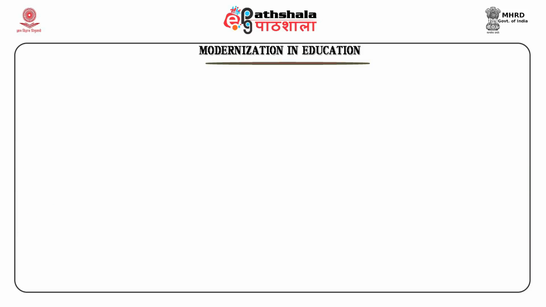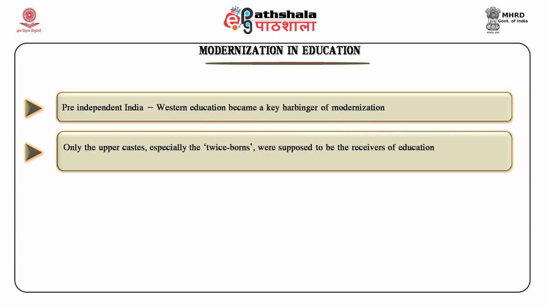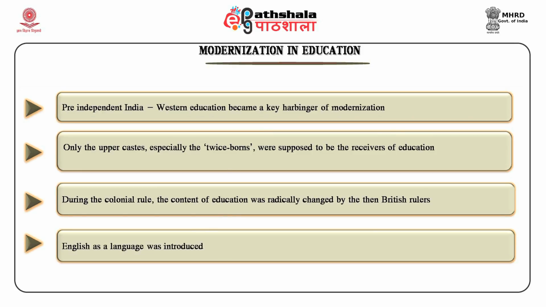Modernization in education. In pre-independent India, modernization occurred in the realm of education. Rather, one can argue that Western influence on education became a key harbinger of modernization. Before the British rule, only the upper caste, especially the twice-born, were supposed to be the receivers of education. The subject matter of education was limited to being esoteric and metaphysical. Thus, the education system was hierarchical, closed, and based on the ascription of caste status.